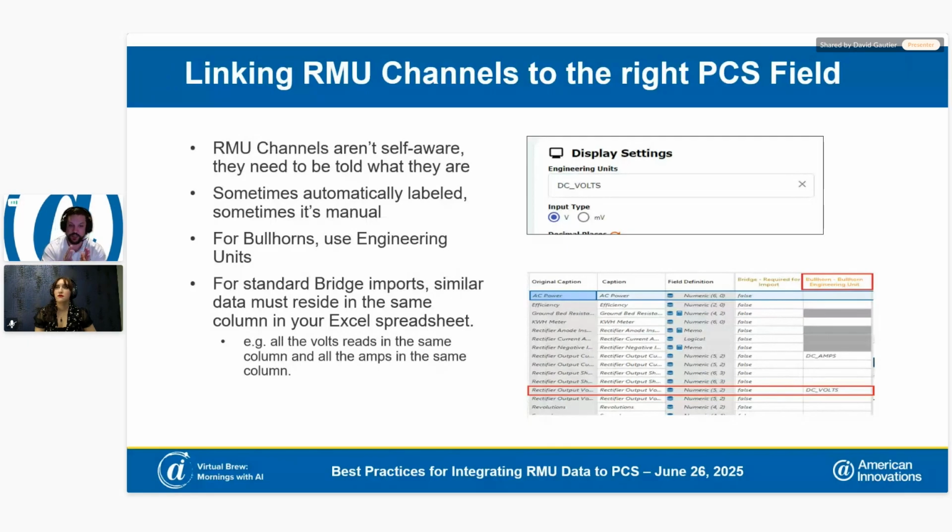And that's how PCS is going to understand where those readings should live. So in order to have all of your data in one go, you need to have all of your volts in a single column. They can't be split over multiple columns because there's a one-to-one relationship between a PCS field and a column in an Excel spreadsheet. Either way, if you're doing it manually, or if you're using the engineering units within Bullhorn, moral of the story, you need to label your channels, and you should be consistent about how they're labeled so that it makes it easy to integrate with PCS.